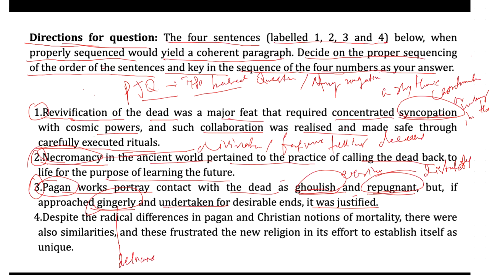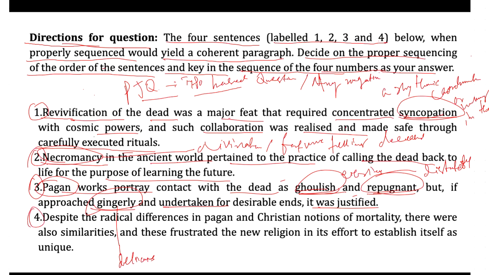If it's conducted for positive or beneficial purposes, it could be considered morally acceptable, right? Or justified. That is what it is pointing at. Undertaken for desirable ends, it was justified. Now, what does statement 4 point out?